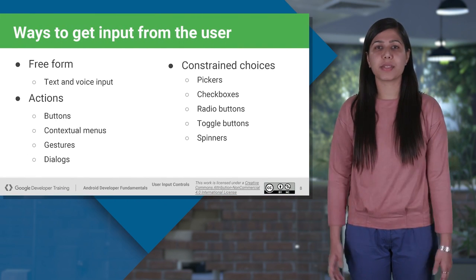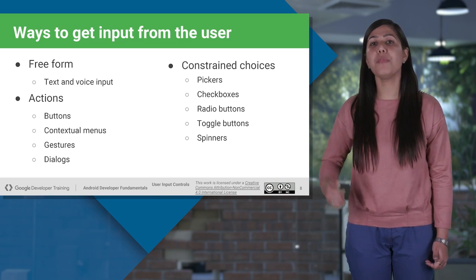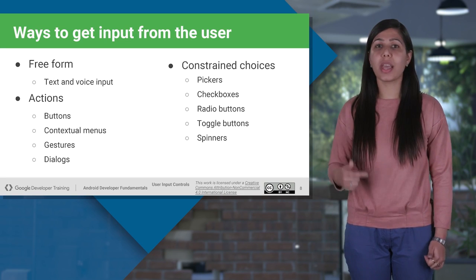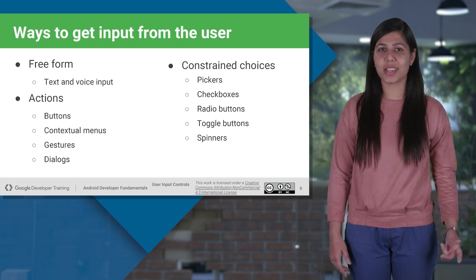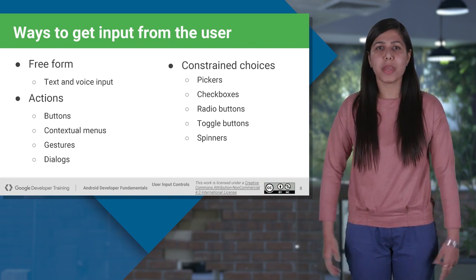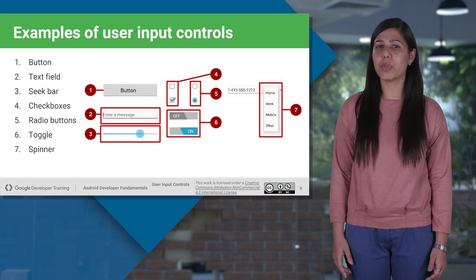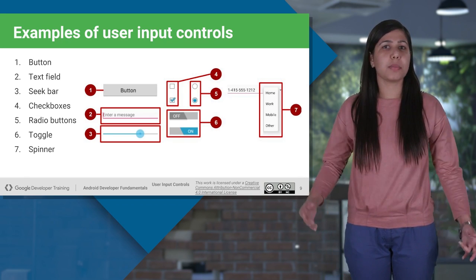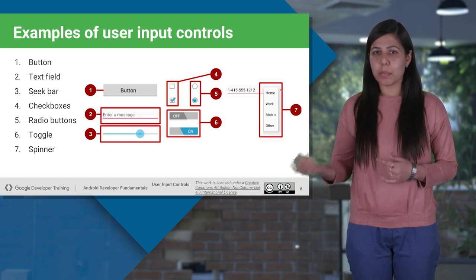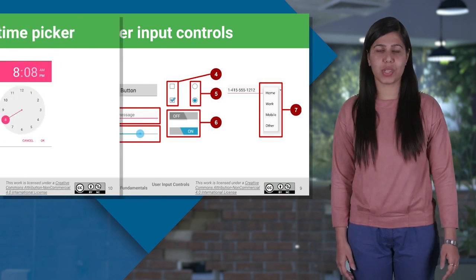There are many ways to get input from the users. Like free-form, we have text and voice input, actions like buttons, menus, touch, dialogs, and choice controls like date pickers, checkboxes, spinners, and many more. So here are examples of user input controls. Here are some UI components like buttons, text views, seek bars, and so on. We will discuss them one by one later in this session.